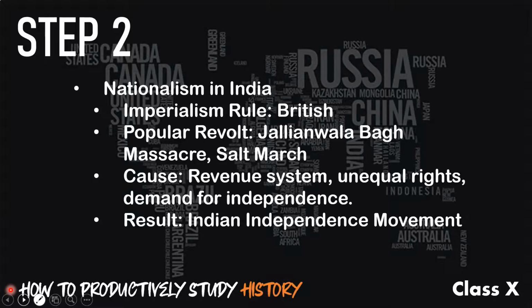Nationalism in India, the imperial rule was by the British. There were several popular revolts, such as the Jallianwala Bagh massacre, the Salt March, the non-cooperation movement, the civil disobedience movement, etc. And the cause was the unfair revenue system, unequal rights, the demand for independence, and overall refusal of exploitation of natural resources. And the result of this was the Indian independence movement.